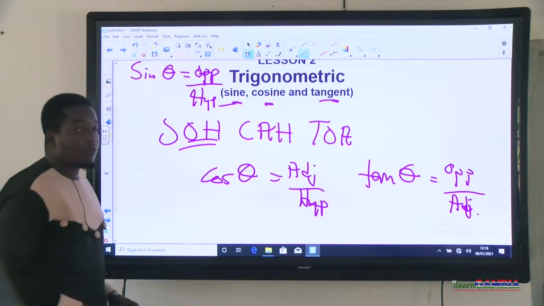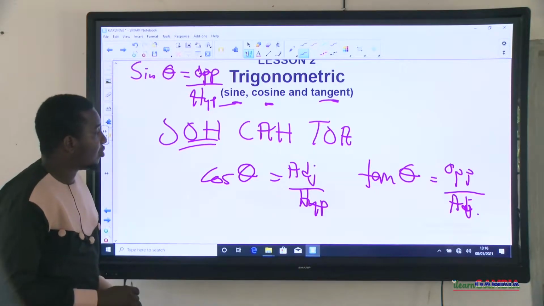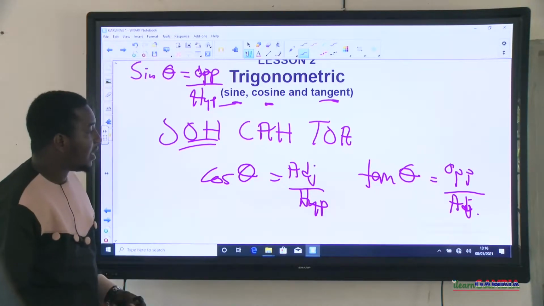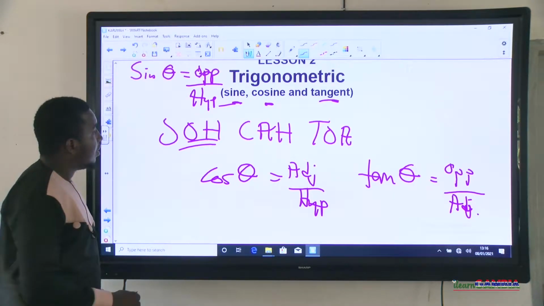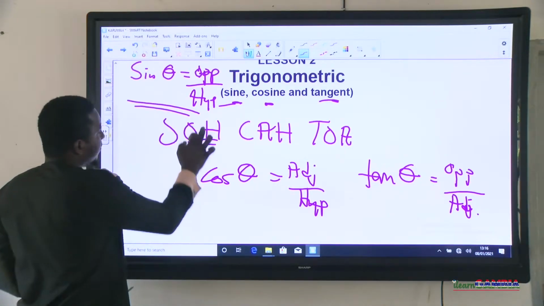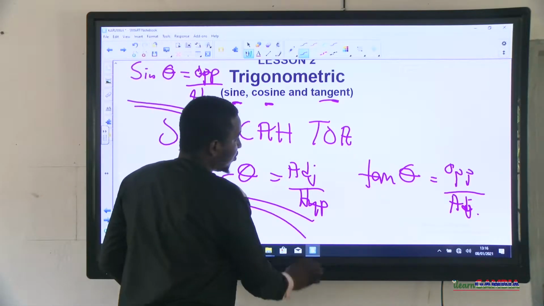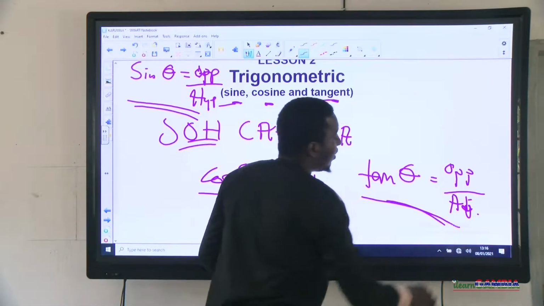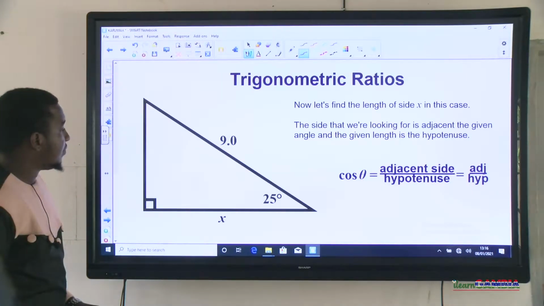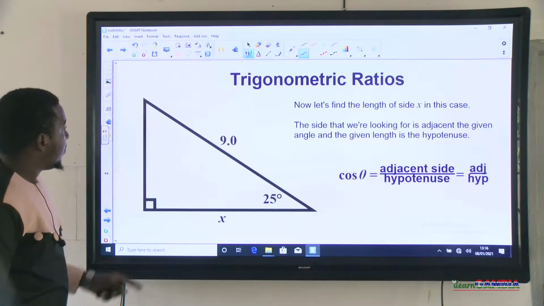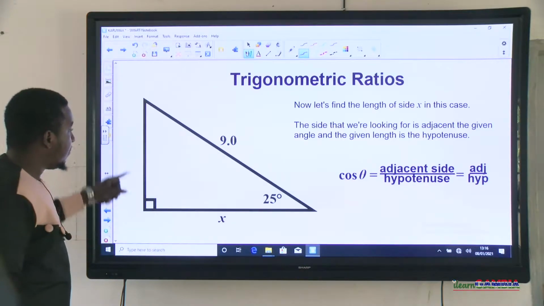These are the three trigonometric ratios that we talked about in our previous lesson. In this lesson, we are going to center our discussion on them, as to how to find angles and how to find sides using these trigonometric ratios. We are going to use the idea of using sine, cos, and tan.